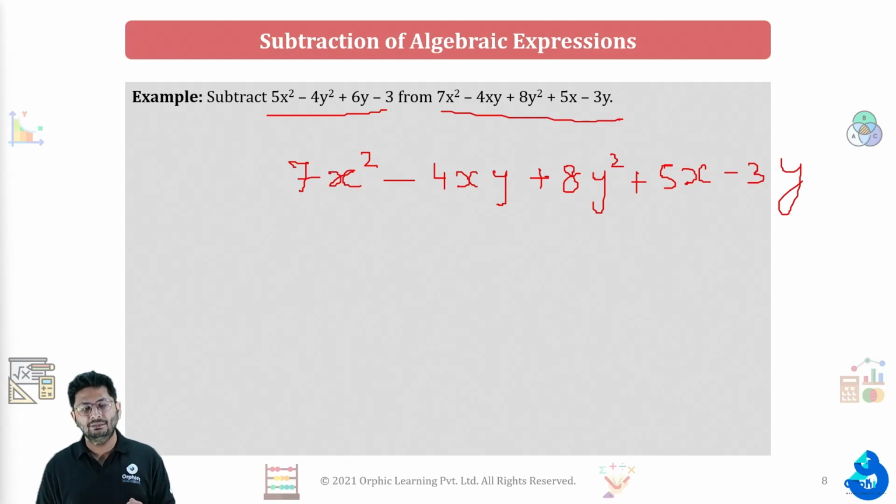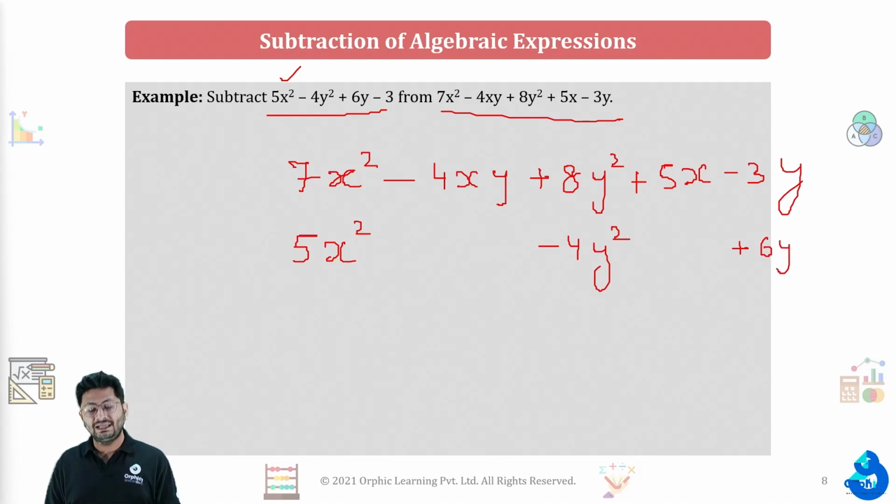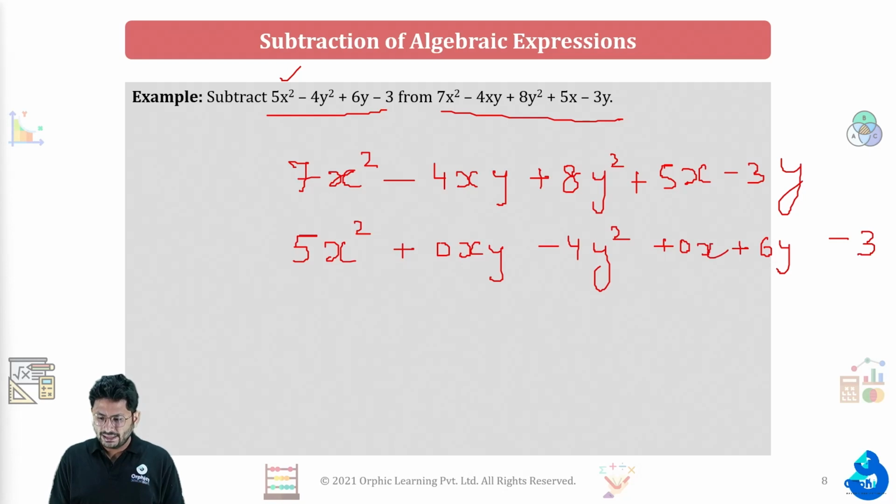And हमने क्या starting में बात करी थी when we were doing the addition कि like terms को same column में रखना है. Okay, so in this 5x² will be written here. Then −4y² वो y² के like term के नीचे आएगा. Then +6y and −3 का first expression में कोई भी like term नहीं था तो उसको अलग से लिखेंगे. Now ये जो खाली जगह create हुई है, इसको fill करने के लिए हम क्या करेंगे, +0xy, +0x and +0.